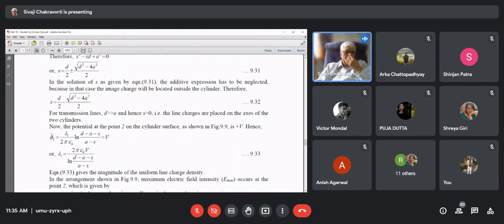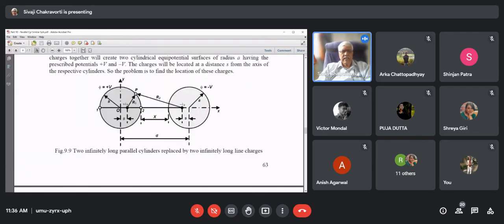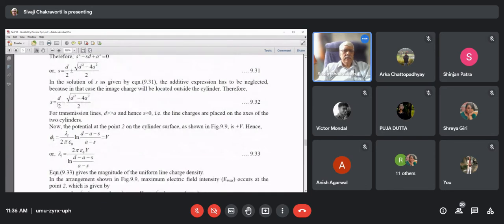So taking the negative sign, I write 9.32, and therefore this becomes the location of the charges, which means in this diagram, that is the eccentricity of the location of the charges, as per equation 9.32, which you can see on your screen.